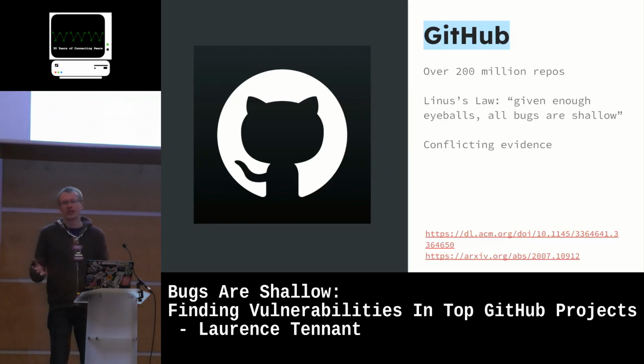And so the only ocean that it really makes sense to fish in is GitHub. Absolutely enormous now. It has over 200 million open source repos.